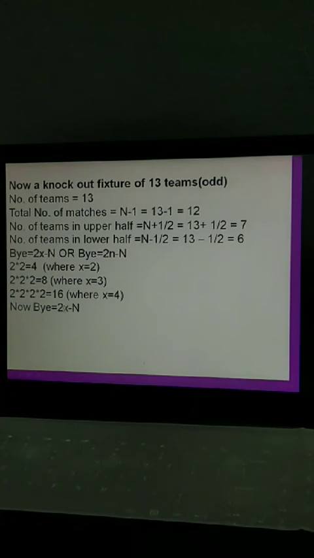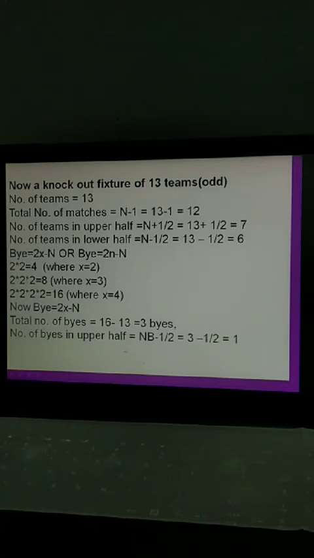So now byes is 2 to the power x minus n, we can calculate here. So 2 to the power x is 16, 2 to the power 4 equal to 16. Total number of byes is 16 minus 13 equal to 3 byes. So the byes we have calculated. So number of byes in upper half, because the byes are again in odd number, so we can see how we can calculate. Upper half, nb minus 1 upon 2 equal to 3 minus 1 upon 2, so 1. Number of byes in lower half equal to nb plus 1 upon 2, 3 plus 1 upon 2, equal to 4 upon 2 equal to 2.